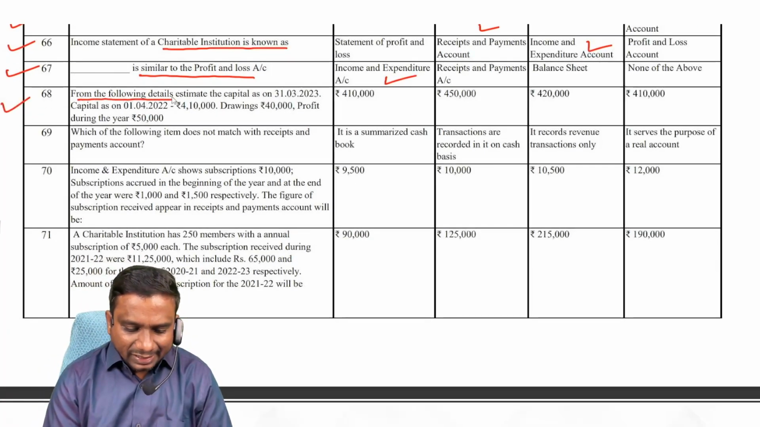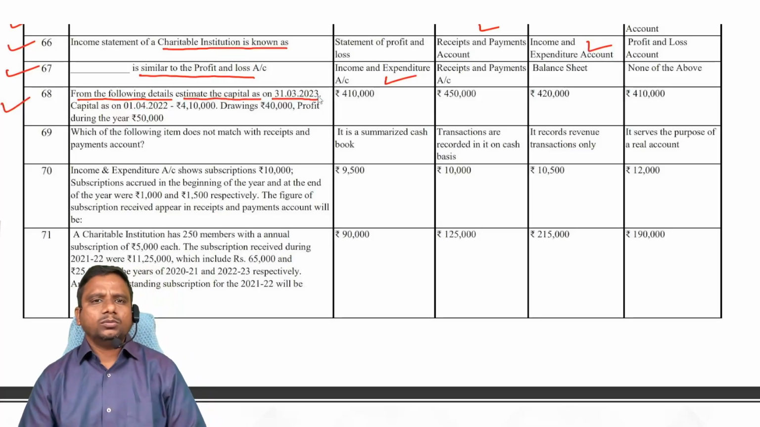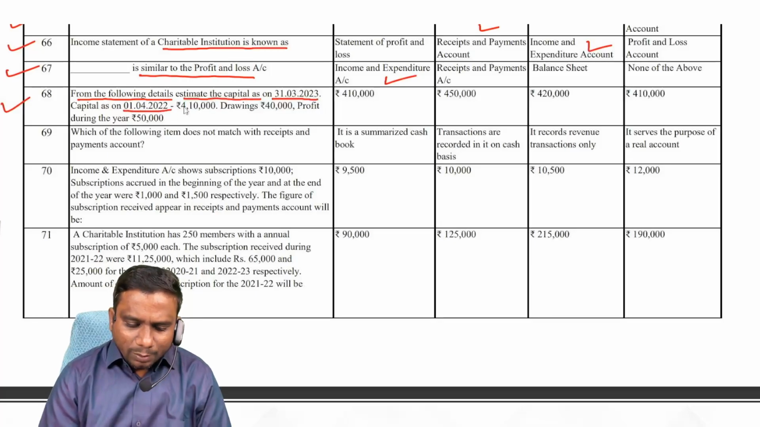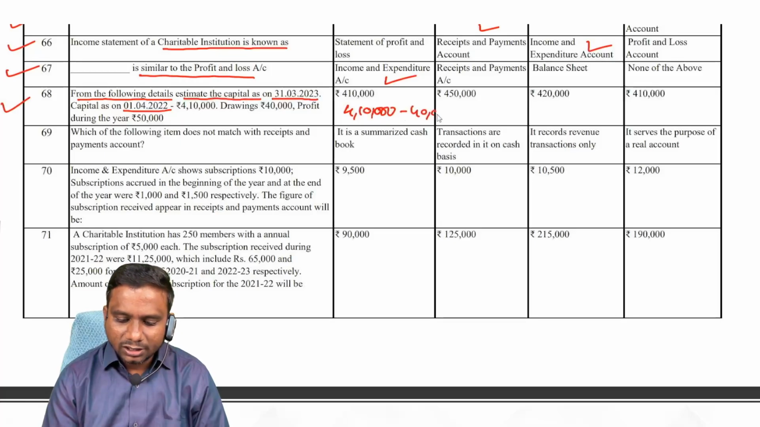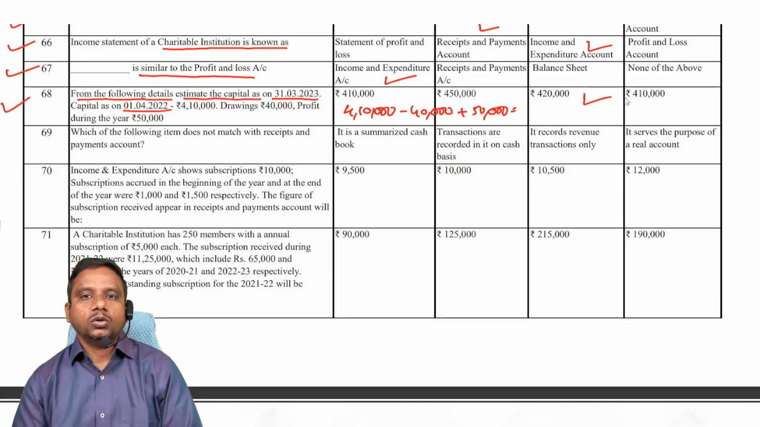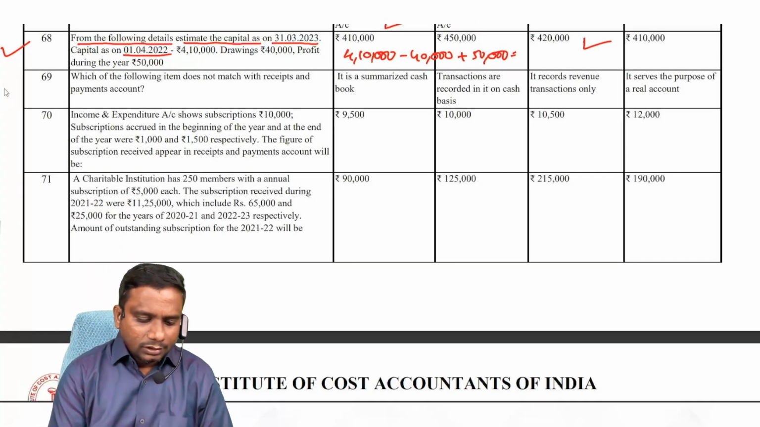Next one, 68. From the following details, estimate the capital as on 31/3/2023. As on 31/3/2023 means closing capital. Opening capital is 4,10,000. Drawings 40,000 are deducted, and profit is added. So how much do you get? 4,20,000 is your closing capital. Next one, 69.